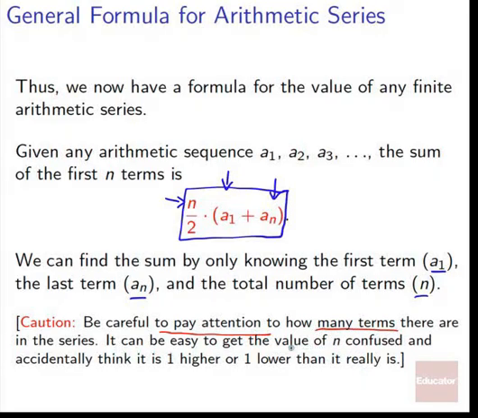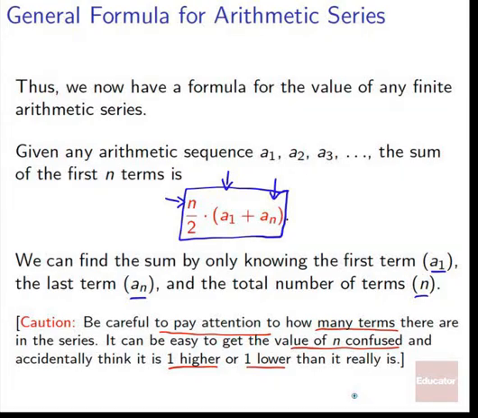It can be easy to get the value of n confused and accidentally think it's one higher or one lower than it really is. We'll see why that's the case in the example, so just pay really close attention. If you're working from A1 up until AN, then that's easy because it's 1, 2, 3, 4, and so on, up until the n, so it must be that there are n things there. But it can start getting a little bit more confusing if you start at a number that isn't 1.